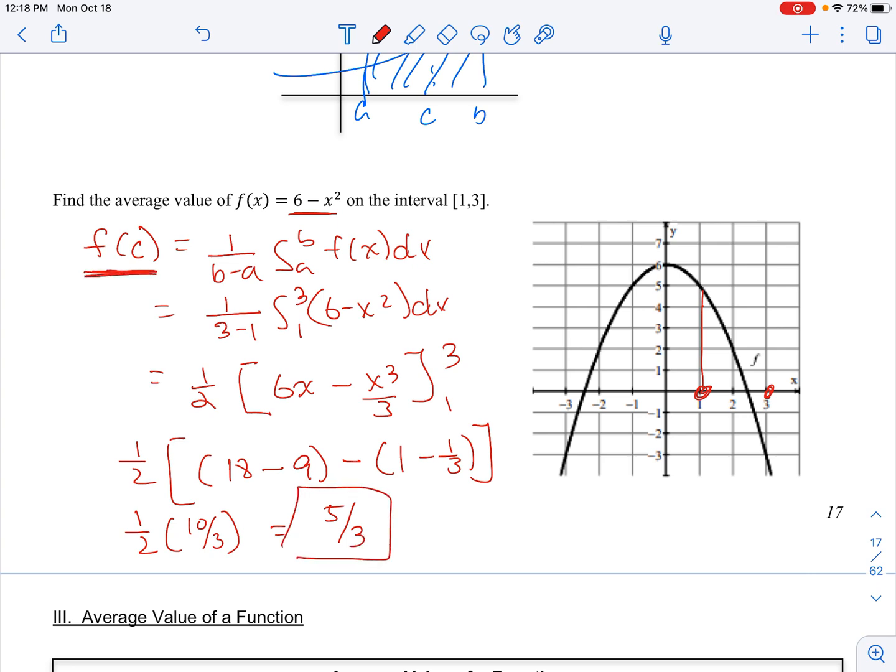So what this is saying is we are finding the average value. It is the y value. So this is saying from 1 to 3, the average value is 5/3, which is like 1.66 repeating. So from here to here, the average y coordinate is 5/3.